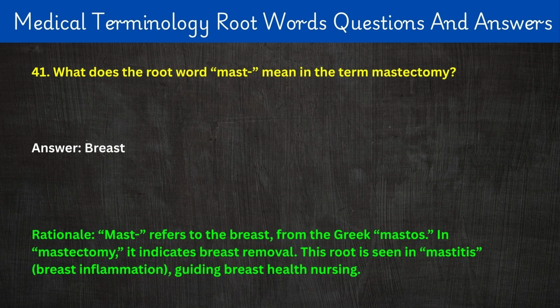41. What does the root word mean in the term mastectomy? Answer: breast. Rationale: Mast refers to the breast, from the Greek mastos. In mastectomy, it indicates breast removal. This root is seen in mastitis, breast inflammation, guiding breast health nursing.